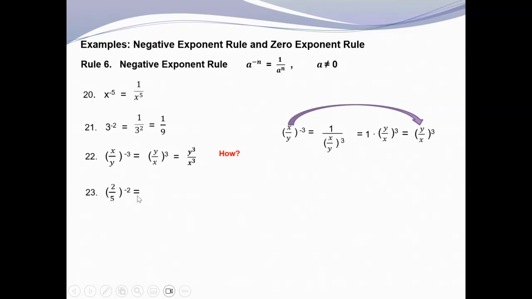Okay, now let's apply the rule, right? Reciprocal will be 5 over 2, and the exponent becomes positive. Now we can simplify it, so it's going to be 25 over 4.